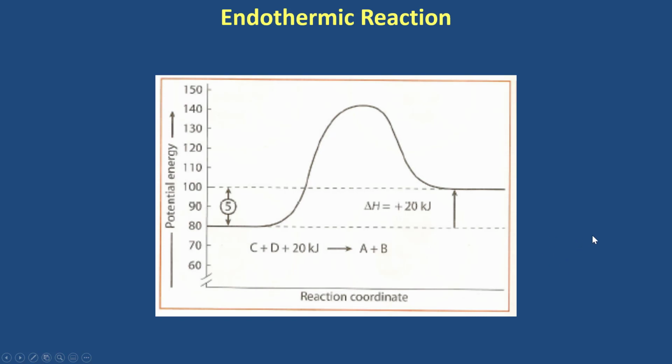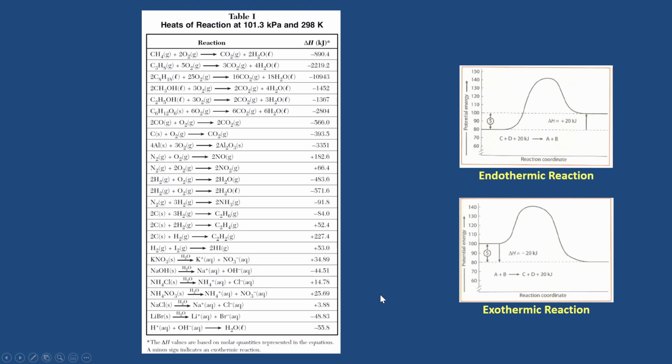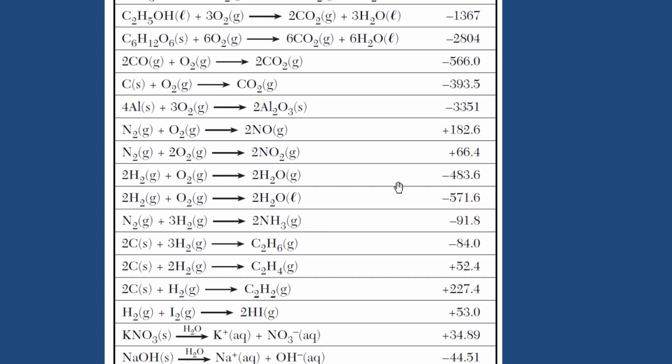And we can see this using Table I. Table I gives us some values for different reactions. And let's zoom in on a spot. You can see that you've got negative 483.6 kilojoules per mole here. And then if we look at a positive one, we've got a positive value right there.